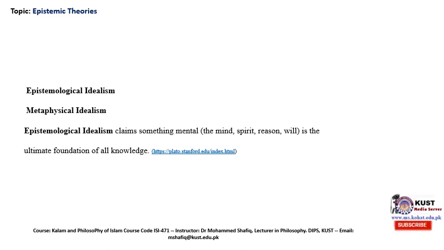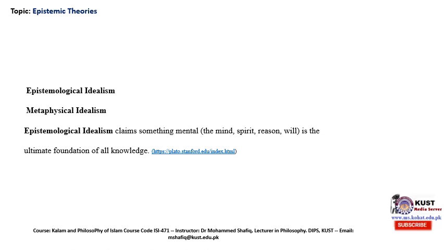Next, we have the different types of idealism. Basically, we divide idealism into two basic categories, that is epistemological idealism and metaphysical idealism. Now, what is epistemological idealism? Epistemological idealism means idealism when it is related to epistemology or knowledge. Epistemological idealism claims something mental is the ultimate foundation of all knowledge. It means that the primary source of knowledge is something mental. So, ideas are the primary source of knowledge.